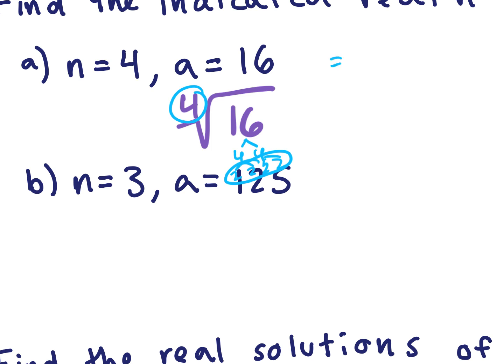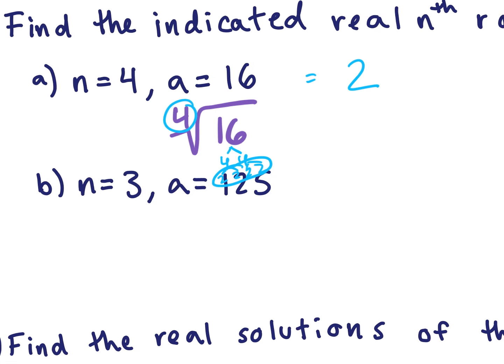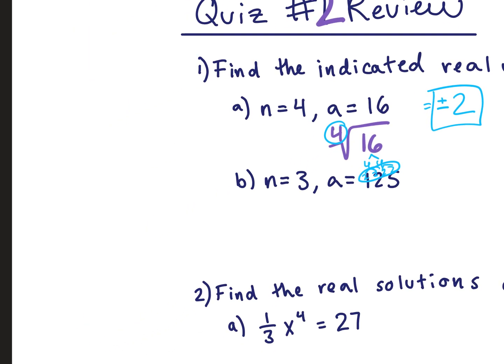So what comes to the outside? 2. Now if it's an even index, we have to put the plus or minus. So it'd be plus or minus 2. Yes, even index needs a plus or minus.